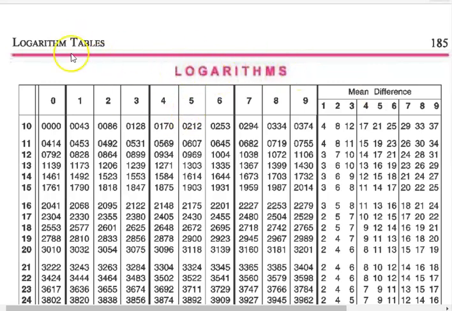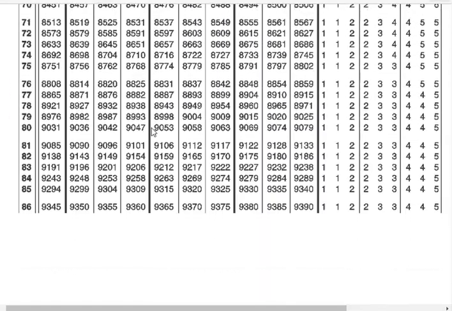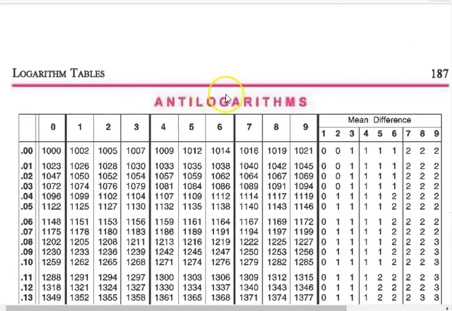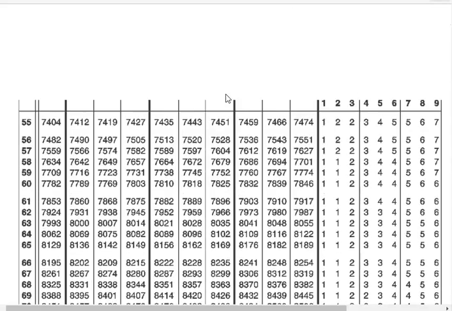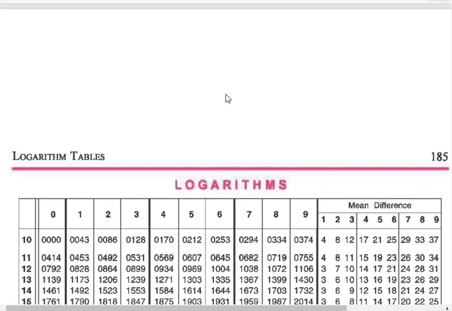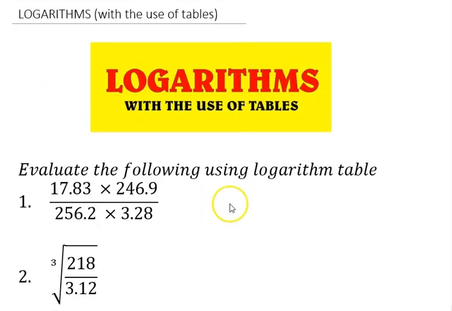We'll be making use of this logarithm table, and we also have the anti-logarithm table as well that we'll be making use of in this video. So this is the anti-logarithm table. We'll be making use of this one as well as we journey through this video. So sit well. Popularly people call this table four-figure table, but it is logarithm table. You can also call it four-figure table. So let's journey through this video.